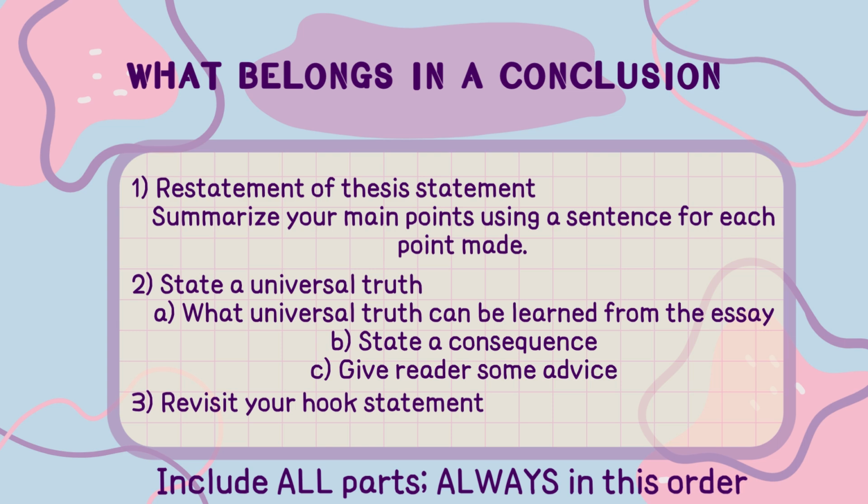So, to review, restate that thesis statement first and use as many sentences for as many points as you made. Then you're going to state a universal truth by either a truth that can be learned from it, a consequence that will follow if we don't do what's in your essay, or give the reader some advice. And lastly, revisit that hook statement: answer that question, give that startling statement again, remind us of the story you told. If you put these 3 things in your conclusion and you put them in this order, it will be a perfect conclusion every time.